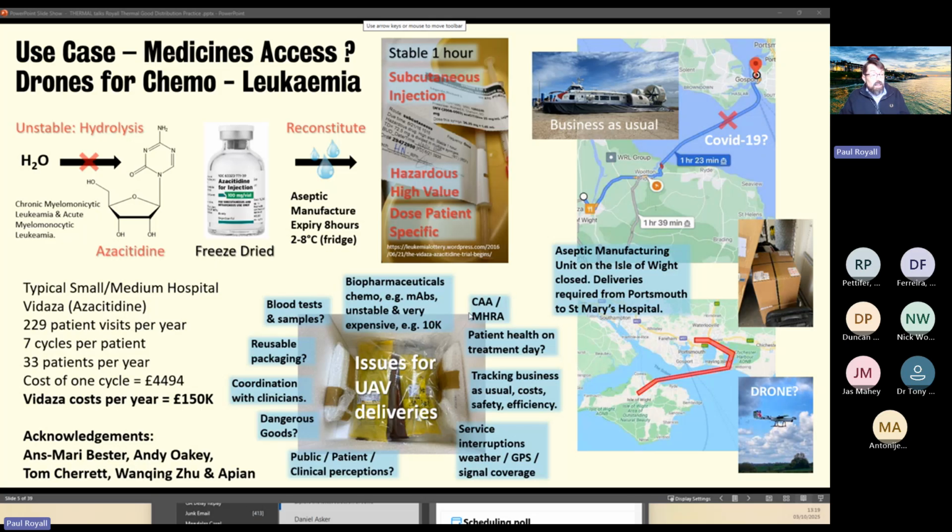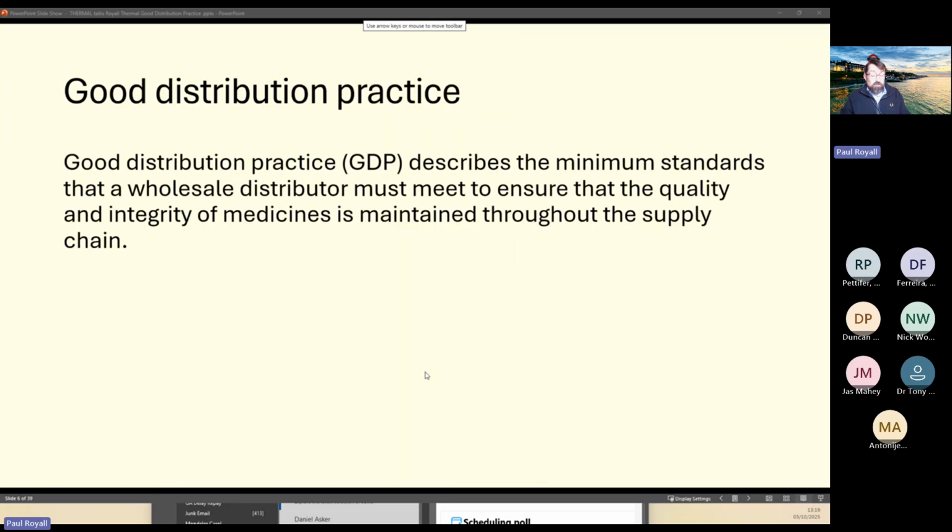Acceptance from the regulator. That's the civil aviation regulator or the medicines regulator, which is the MHRA. And then we've got to think about service interruptions and all sorts of other things. Taking it back to this talk, because I've gone a bit off, I've set the scene. We've got to make sure that we maintain good distribution practice. When I'm moving those medicines, I need to make sure there's a minimum standard that is met, that the quality and the integrity of the medicine is maintained through that process.